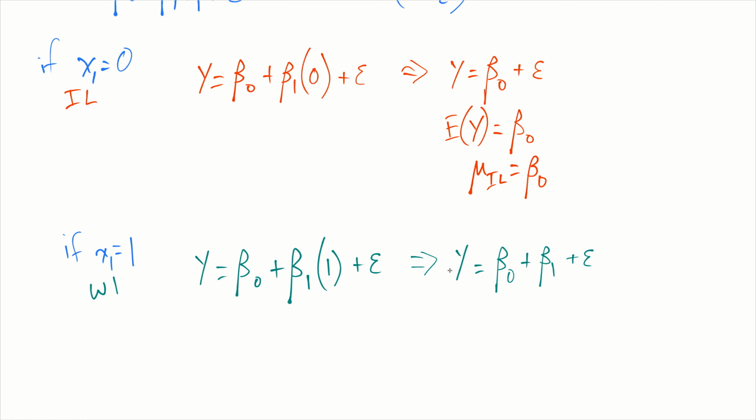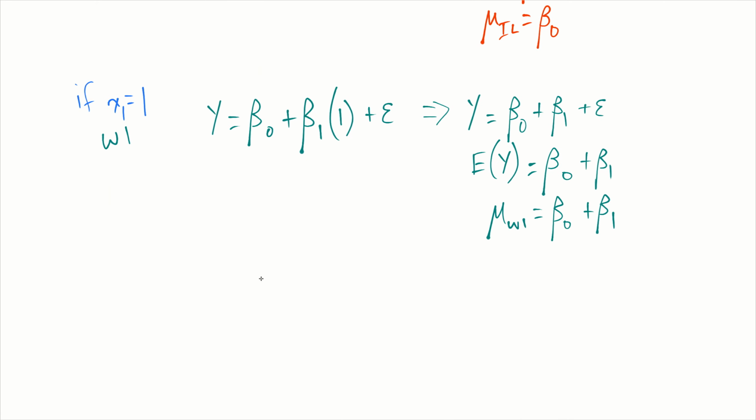So what is the expected value of our y? What is the expected value of yield from a plot from Wisconsin? Well, since the expectation of epsilon is 0, it's just beta naught plus beta 1. So mu of Wisconsin is beta naught plus beta 1. So now we've taken these parameters that were from our t-test, right? Mu of Illinois and mu of Wisconsin, and we've re-expressed them in terms of the intercept and slope from a regression.